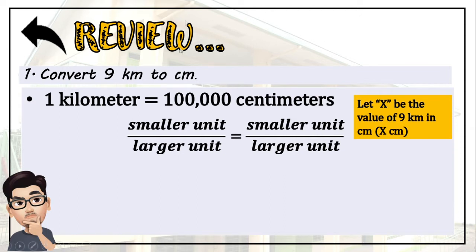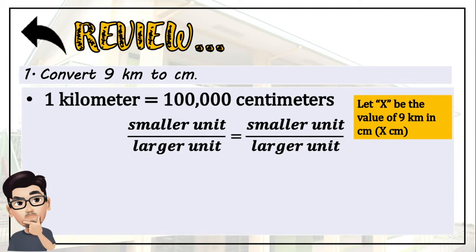Now, what are we going to put on here? So it says here smaller unit. So from kilometer and centimeter, we know that the smaller unit is the centimeter. So we will put the value with the centimeter unit at the top part or the numerator. So in this case, we will put 100,000 centimeters here at the top and then 1 kilometer at the bottom.